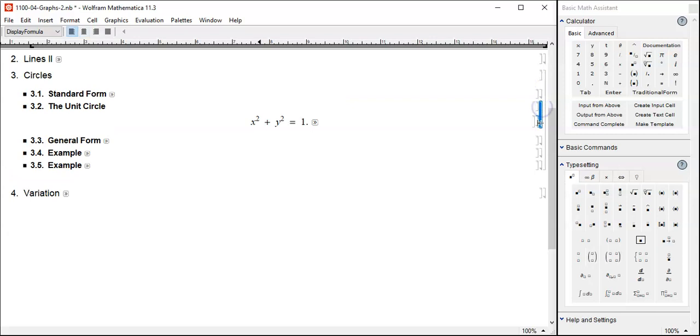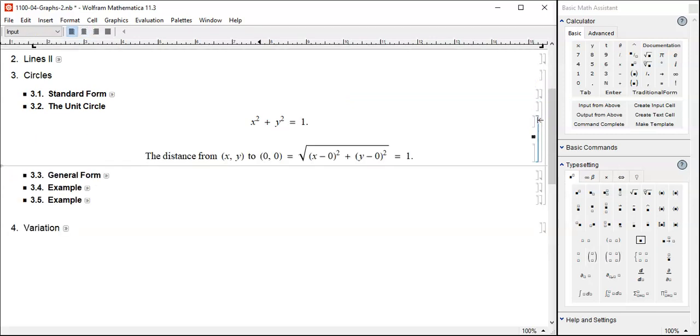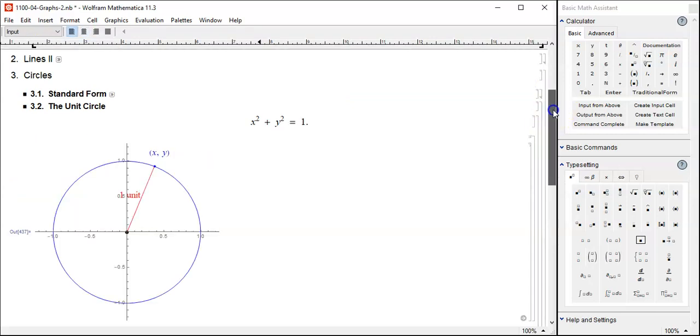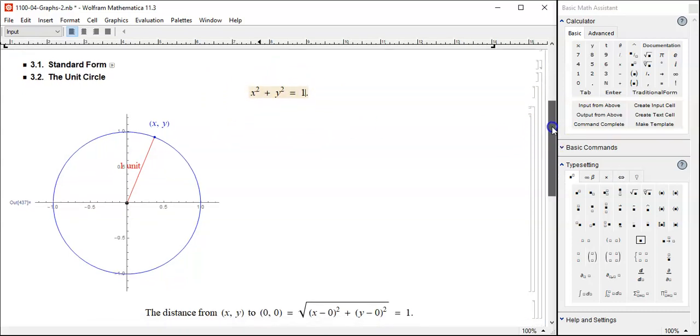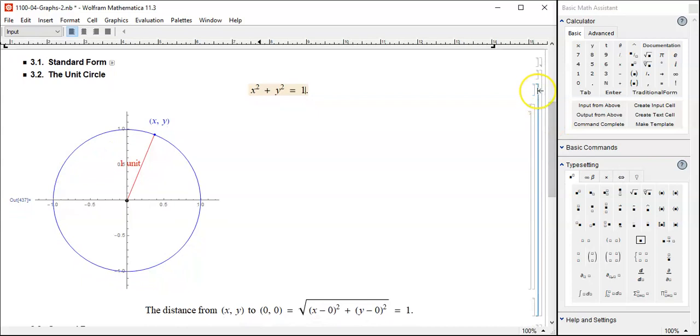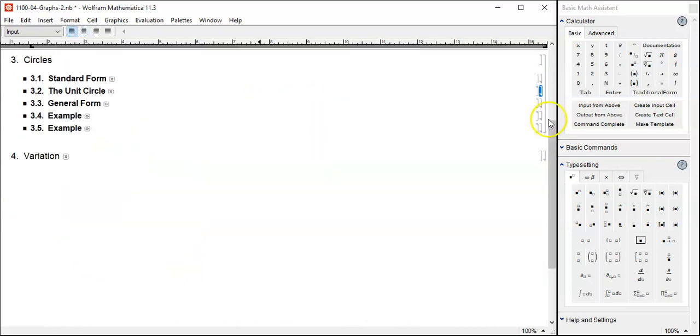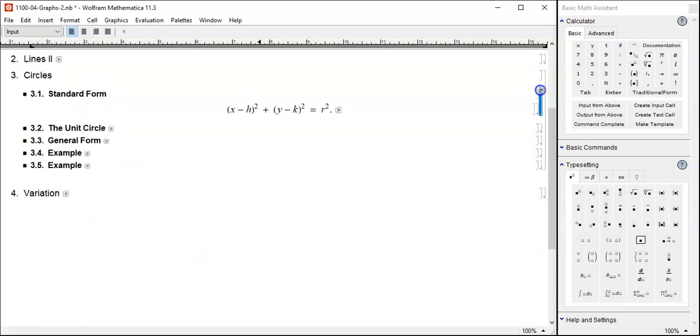A special case is when (h, k), the center, is the origin (0, 0), and the radius is 1. Then we get x squared plus y squared is equal to 1, and that's called the unit circle. This expression is important in Math 1600 trigonometry. At this moment, the unit circle is nothing more than a special case of the standard form where (h, k) is (0, 0) and r is 1.